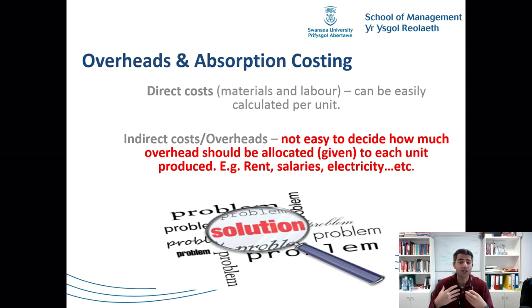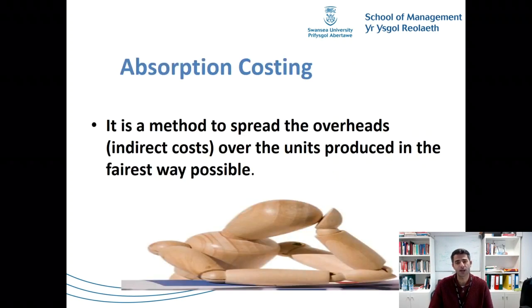So it's easy for the manager to identify the cost per unit, including material and labor. That's easy, there's no problem. However, the problem comes with the overhead indirect costs. How can we absorb the overhead, including rent, salaries, and electricity, into the units? It's not easy, it's not simple. So today we will look at a method which can help us to do this, and it's called absorption costing.